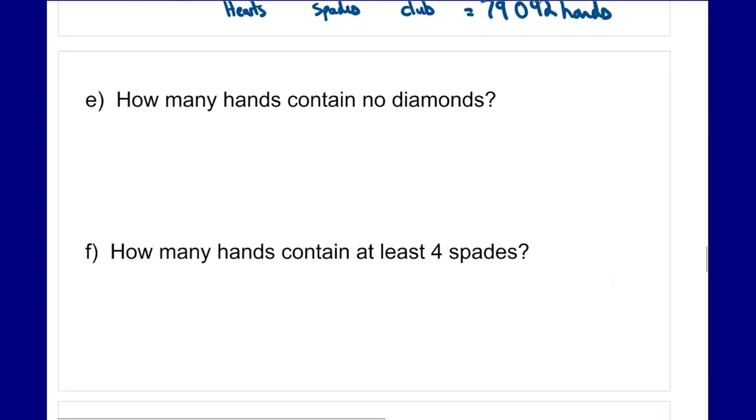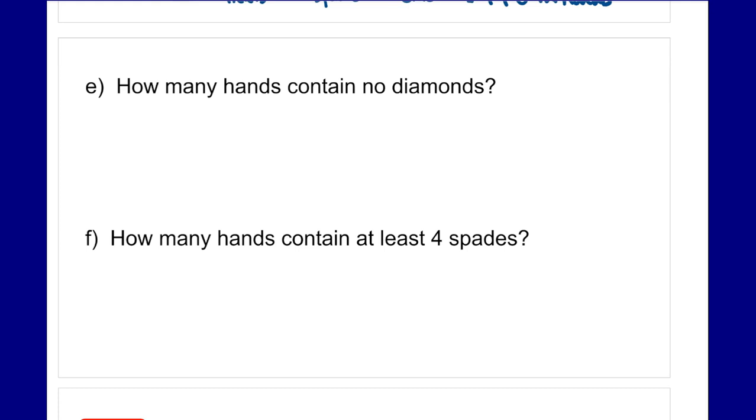How many hands contain no diamonds? So again, I'm not going to rewrite it again, but hands implies order does not matter. So we're going to be dealing with combinations. So how many hands contain no diamonds?